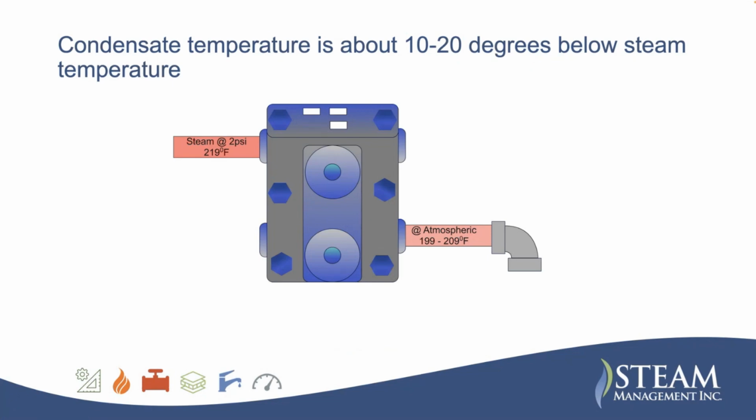Condensate temperature is about 10 to 20 degrees below the steam temperature. So if you know what kind of steam pressure you're running, if you're running it at 219 degrees, the condensate temperature is going to be about 10 to 20 degrees below that.